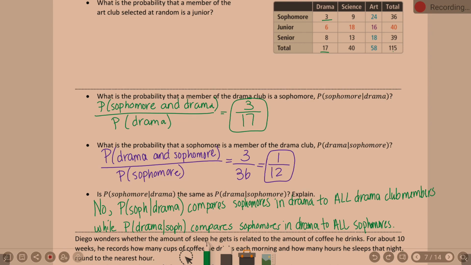If you don't have a calculator by your side, you're probably going to want a calculator by your side because some of these, like the next one, for instance, we're going to end up going to a decimal or a percent. Okay. Start reading the next one when you're ready.